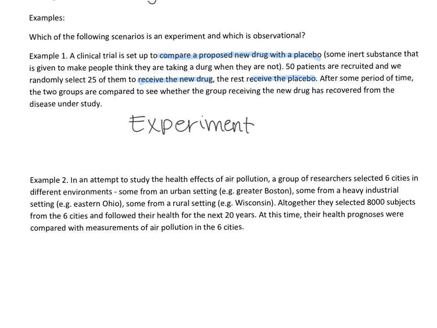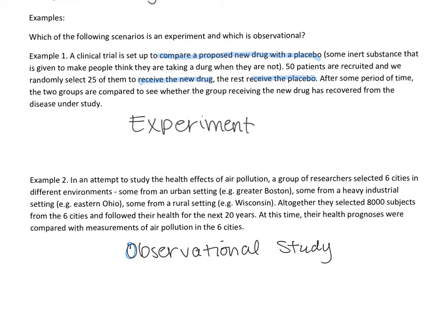Our next example says, in an attempt to study the health effects of air pollution, a group of researchers selected 6 cities in different environments, some from an urban setting, some from a heavy industrial setting, and some from a rural setting. Altogether, they selected 8,000 subjects from the 6 cities and followed their health for the next 20 years. At this time, their health prognoses were compared with measurements of air pollution in the 6 cities. So this is an example of an observational study.